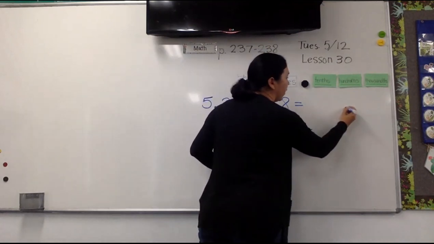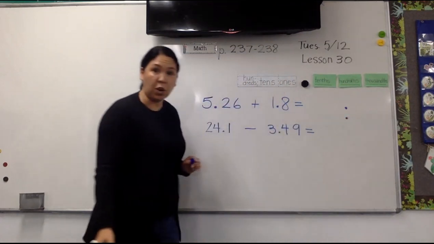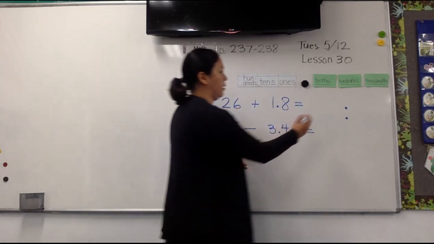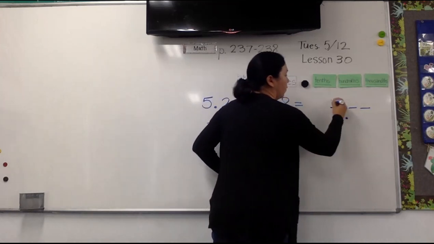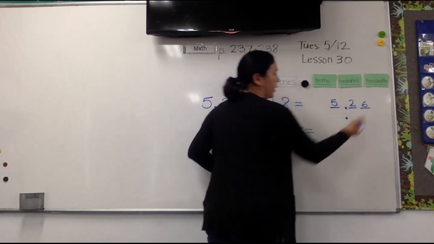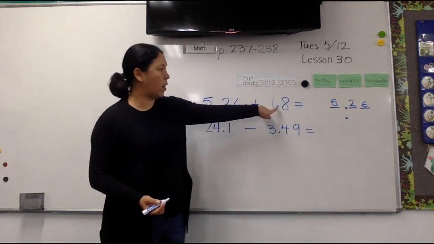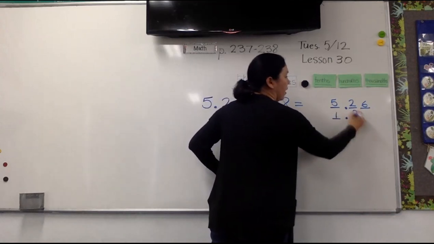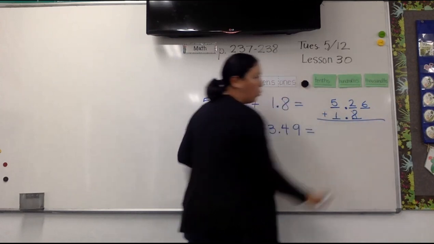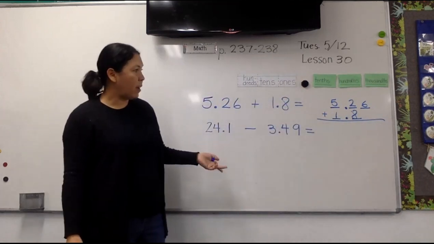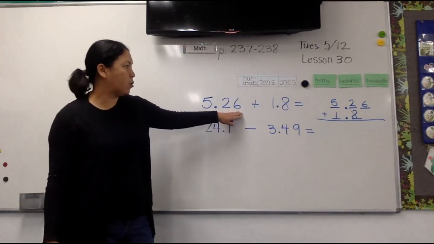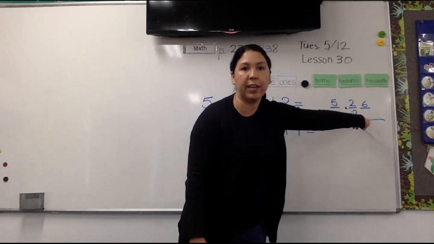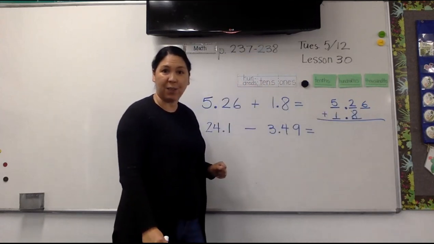So watch what I'm going to do. I'm going to do my decimals first, and then I'm going to put it in. So 5.26, plus 1.8. And do you see why it's important to do that? Because if I was just doing it like, say, 526 plus 18, you might have written your 18 over here, but that would have been incorrect, right?